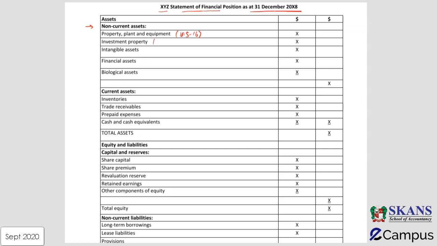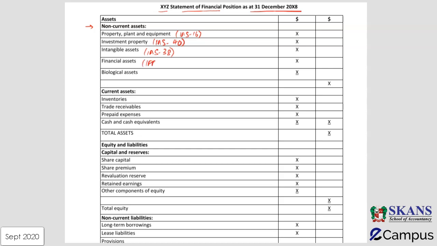Then we have investment property. The accounting treatment of investment property we learn from IAS 40, but when we calculate that at the end of the year the value of investment property is this, then that final figure is placed in our statement of financial position under the head of non-current assets. Then we have IAS 38, under which we study the accounting treatment of intangible assets. Once again, the final figure will be shown in our non-current assets.